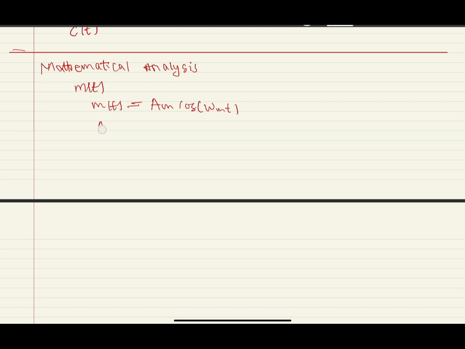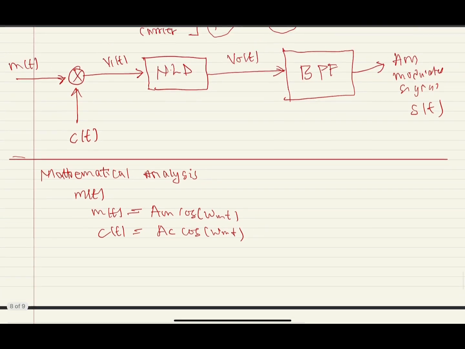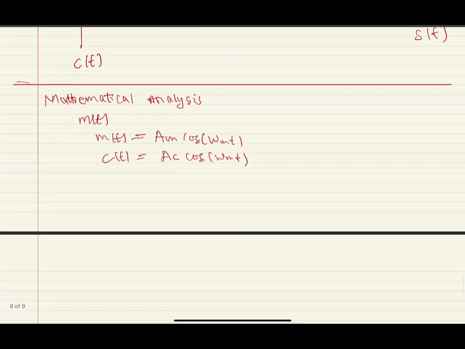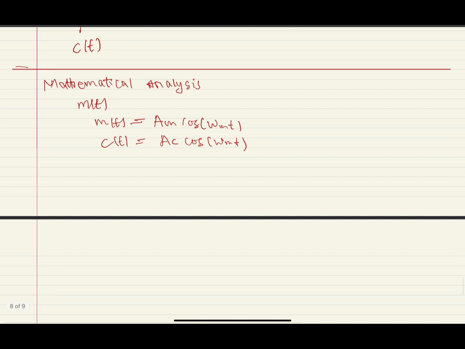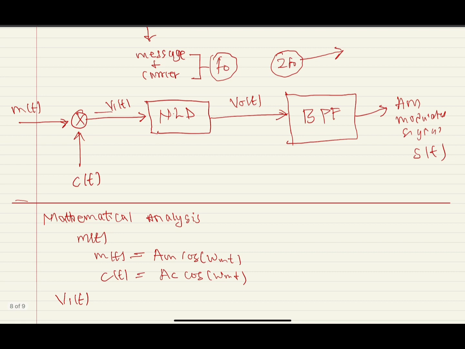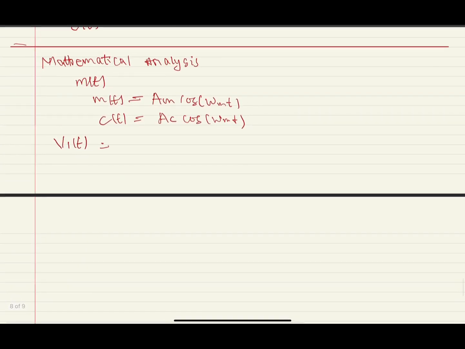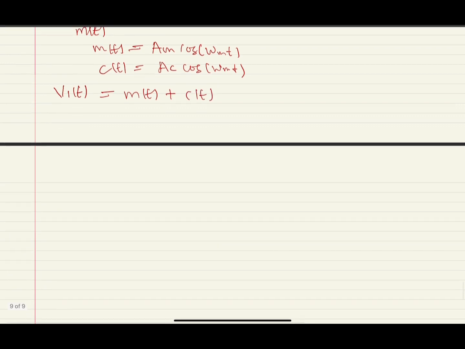C of t is equal to A_c cos omega_c t. These are the two pieces of information that we need. And based on this block diagram, you can see that we are going through a summer. And therefore, we can say that our input, which is V1 of t, as illustrated over here, is going to be equal to our message signal plus our carrier signal, which is going into the modulator, which is the nonlinear device in this case.